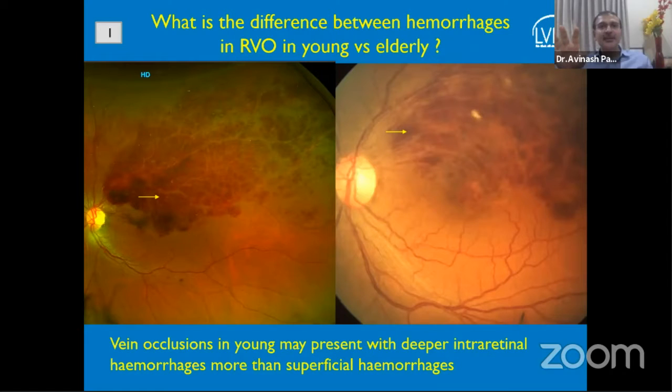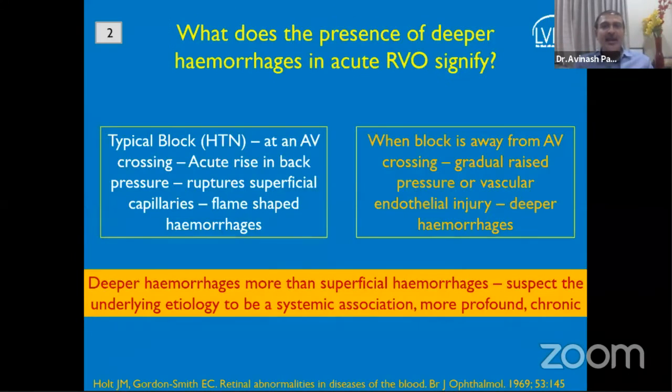The first is what is the difference between the type of hemorrhages in retinal vascular occlusion when we compare an elderly to a young patient. We all grew up understanding that superficial hemorrhages are the commonest clinical manifestation in a patient with retinal vascular occlusion. But here I would like to draw attention that in the young, there may be a higher incidence of deeper intraretinal hemorrhages, which we can see on the left-hand side, compared to superficial hemorrhages. And why so? What is the cause for the deeper retinal hemorrhages?